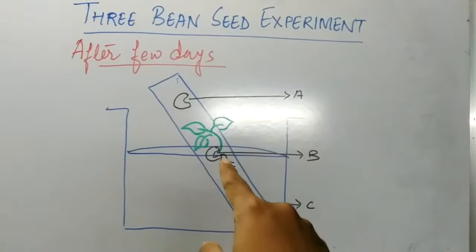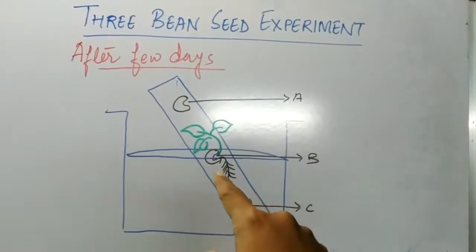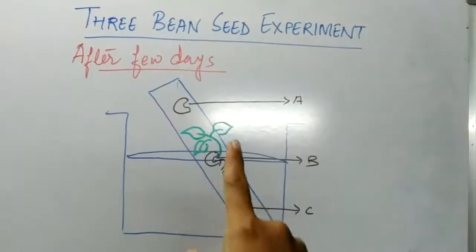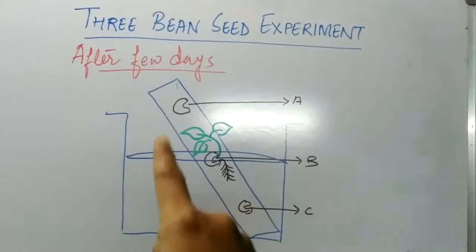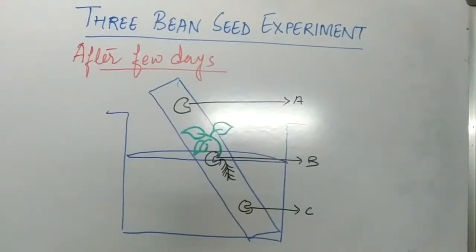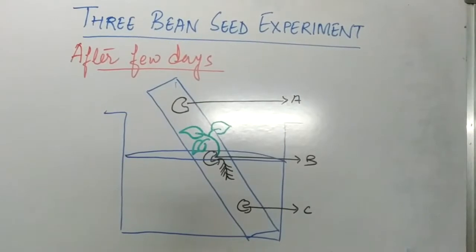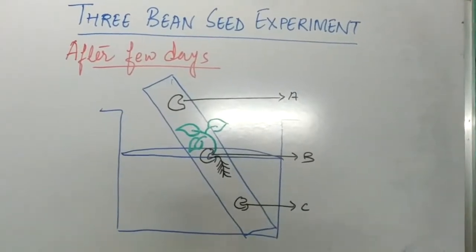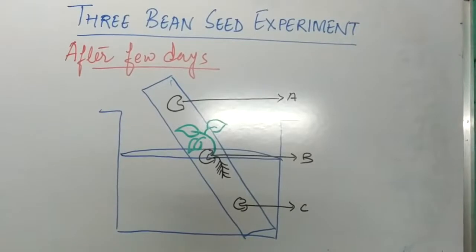But in case of seed B, it is receiving both air as well as water and also the optimum temperature. Therefore, it will easily germinate into a seedling. I hope you have understood up to this.